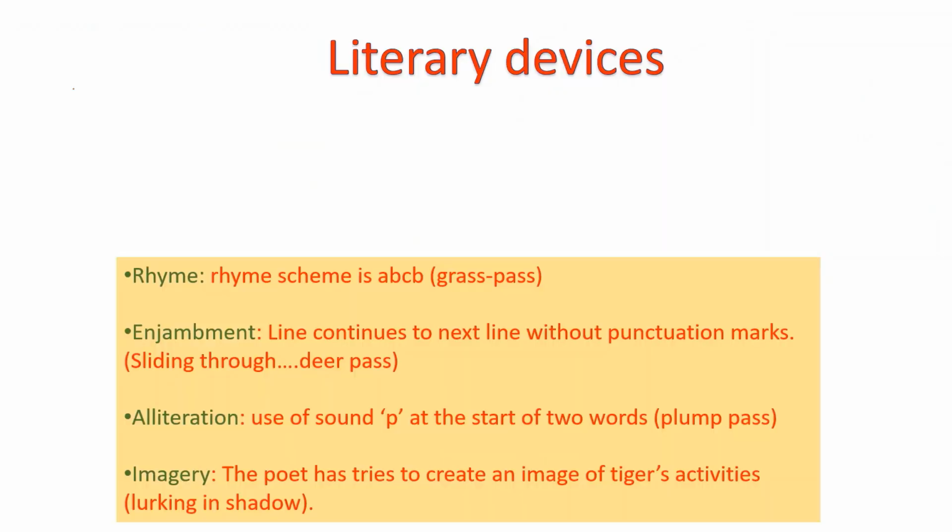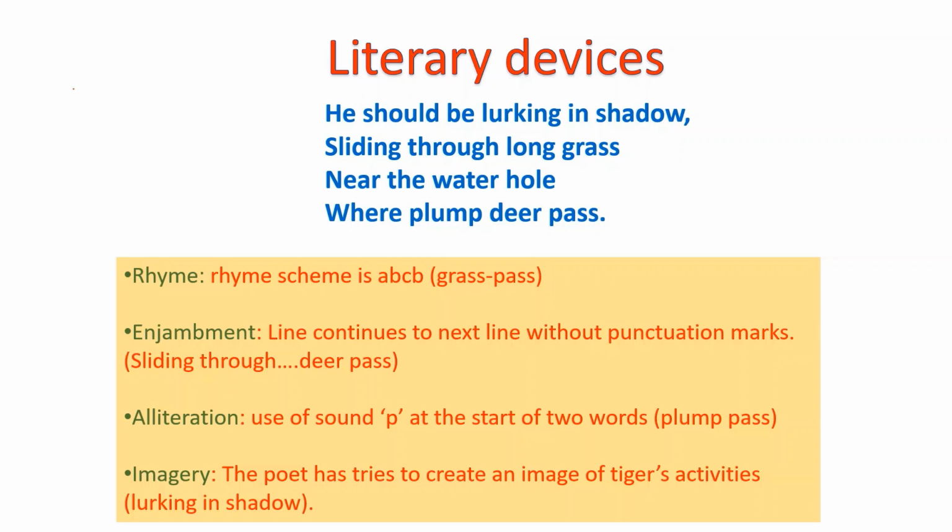Let's study the literary devices in this stanza. The rhyming words here are shadow, grass, hole and pass. Let's name this shadow as A and grass and pass, they both rhyme together, so both are named as B, and hole is C.